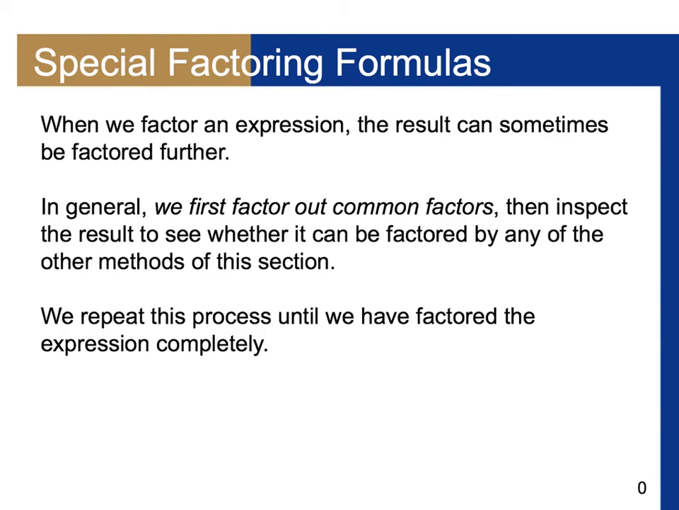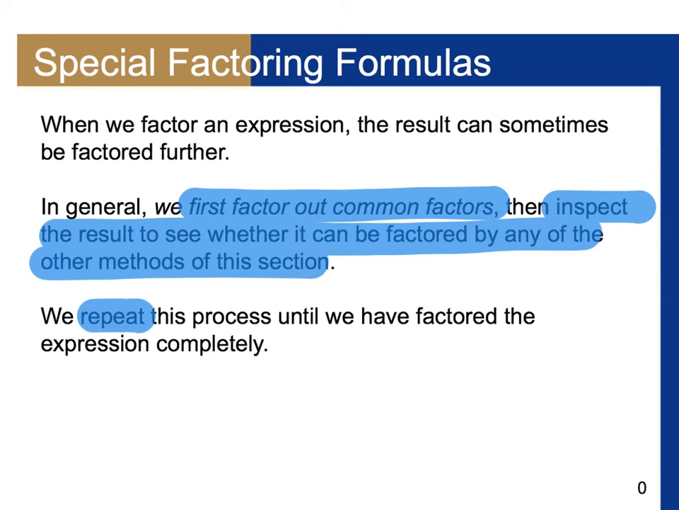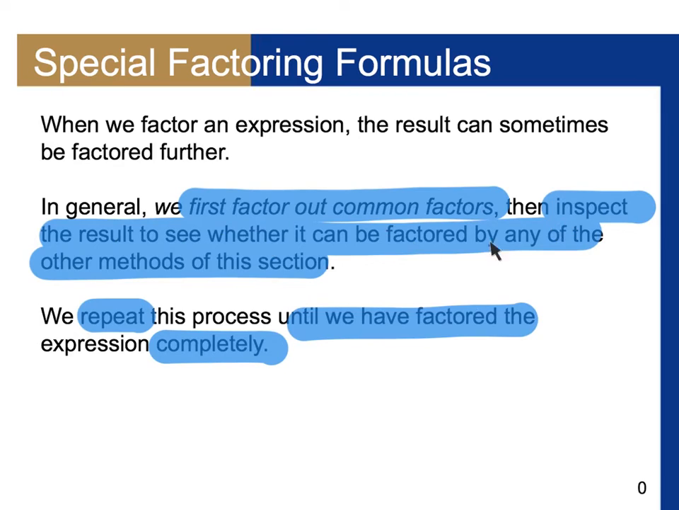So in general, we're going to factor out common factors first, then check the result to see if we can factor any further, okay? And we repeat that until we have factored completely, okay? So we want to go through the process by first looking at the greatest common factor, factor that out, then see if we can factor anything further. And then we get factors, see if we can factor those down. So we're trying to get everything into prime factors, which means we can't factor them anymore.